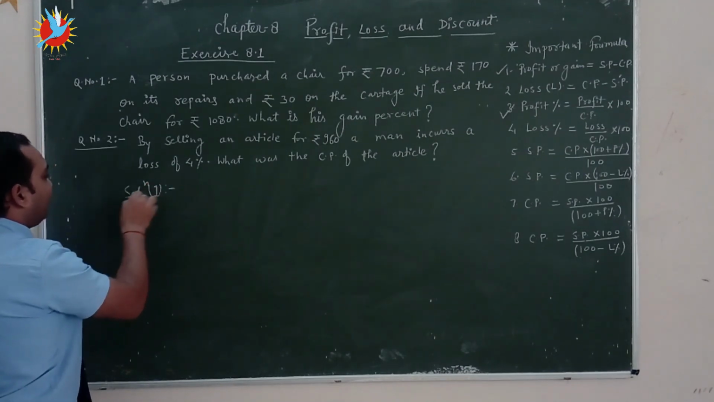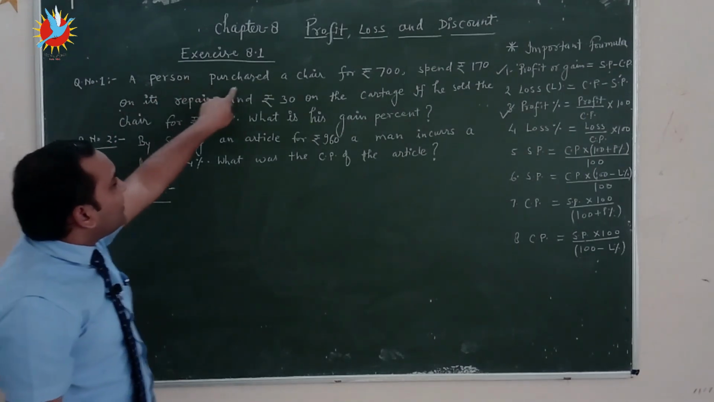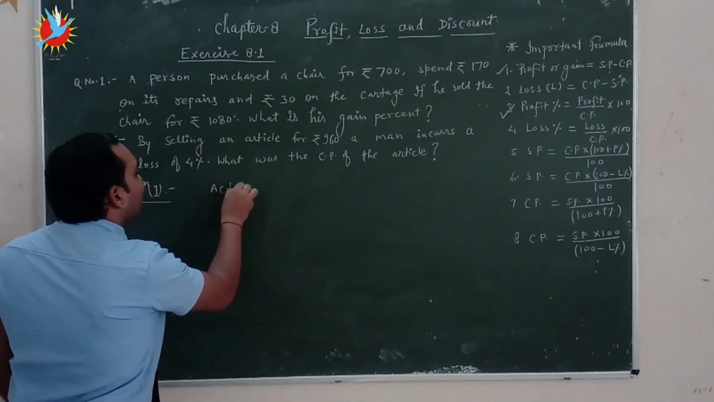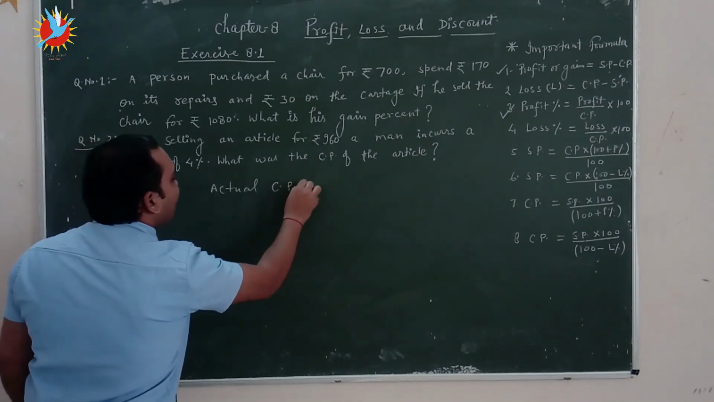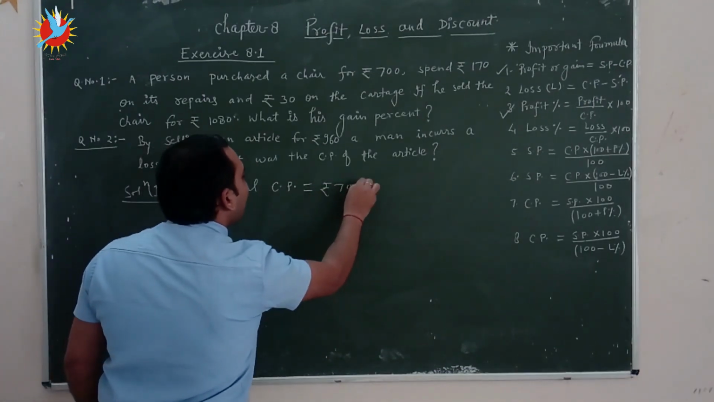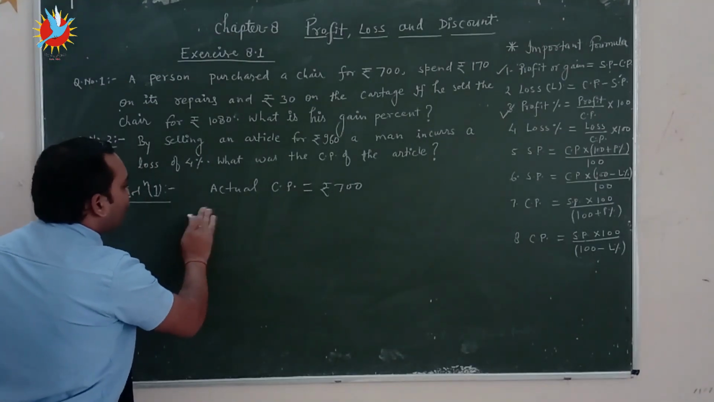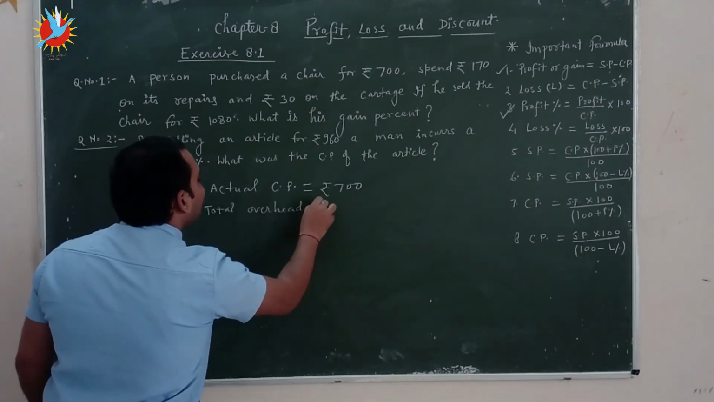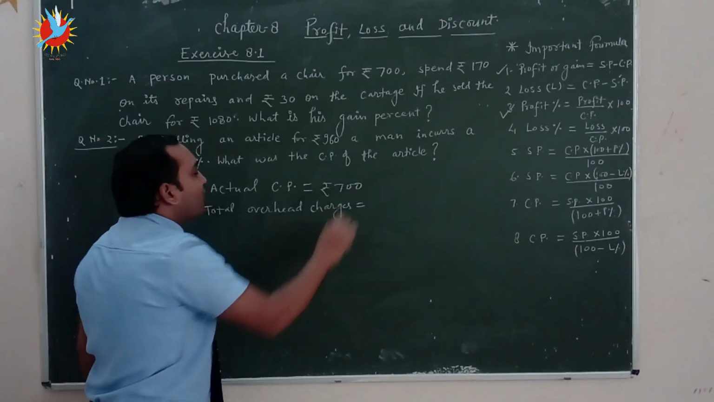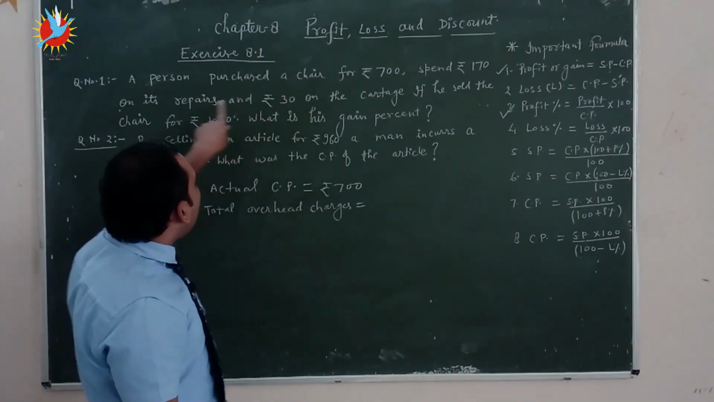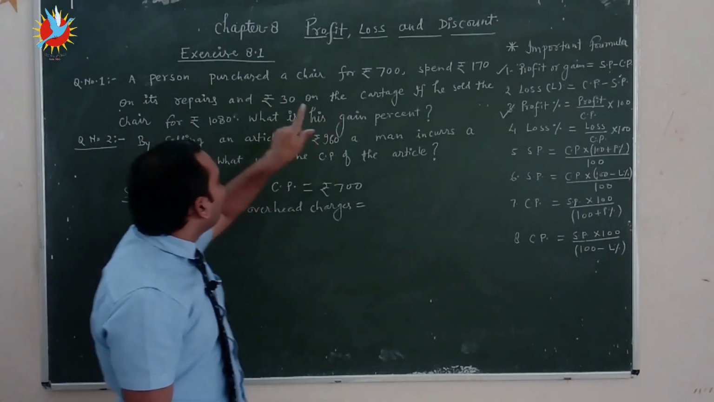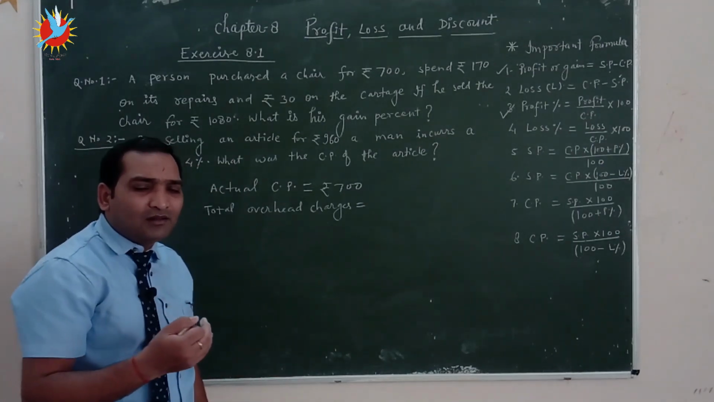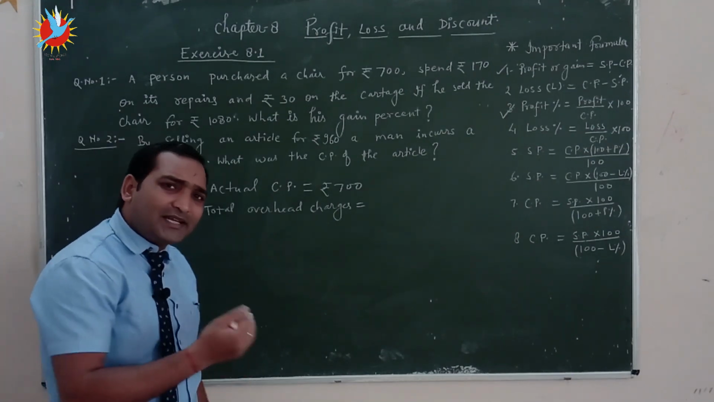Solution first. Here a person purchased a chair for rupees 700. So actual CP, meaning cost price, is rupees 700. Total overhead charges, which is equal to whatever he spent on the repairs and on the cartage, we add them because this is expenditure of the person for the chair.